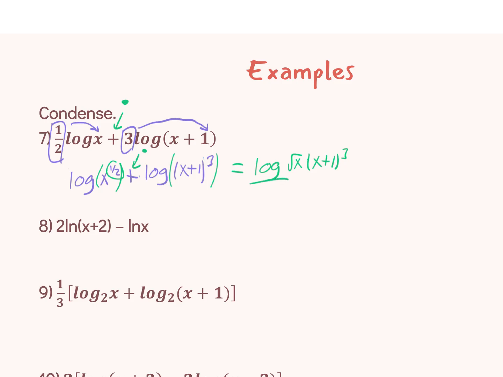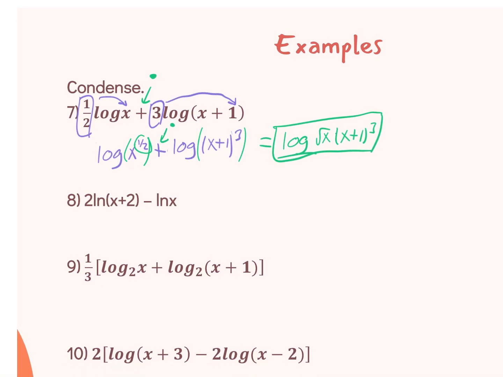All right. And then this is all you would do. You only have one log now. This is fully condensed. Only one log. You don't have any coefficients, so you can leave it like this. All right, so that's the process for condensing. We're going to do the same thing with the next one.